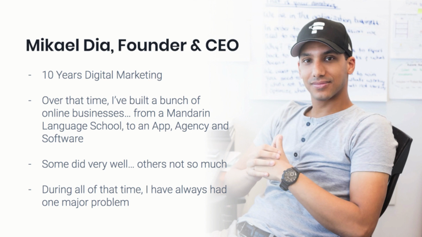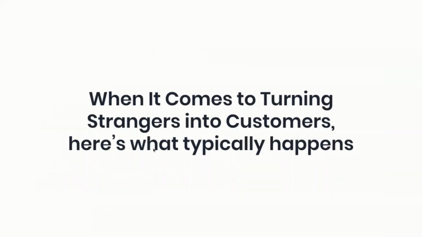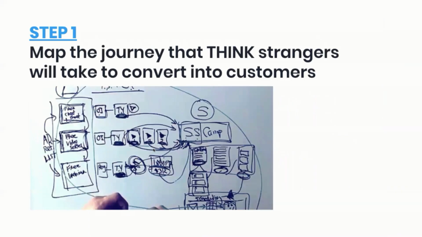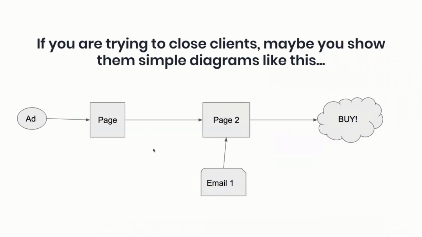But during all of that time, I've always had one major problem. When it comes to turning strangers into customers, here's what typically happens. Number 1, you map out the journey that you think strangers will take to convert into customers, right? Typically, you do that on some sort of whiteboard or a piece of paper. You just map out the entire strategy that you assume people will take. Number 2, if you're trying to do it for clients, maybe you'll do it on some sort of simple diagram like this. You'll use PowerPoint to put circles and squares and all that, and it kind of looks like crap, but those are your options, right?